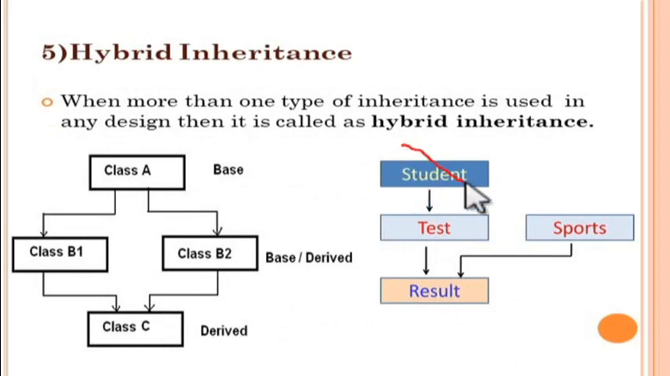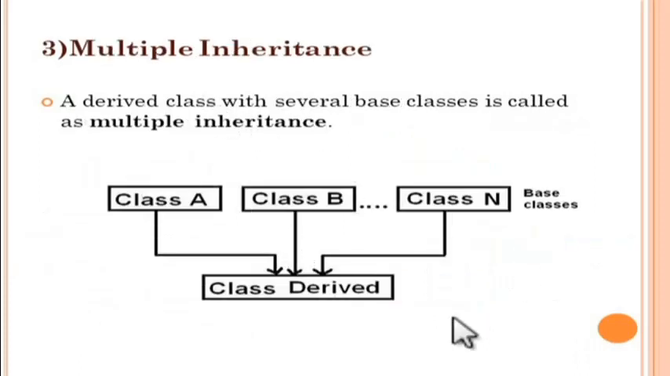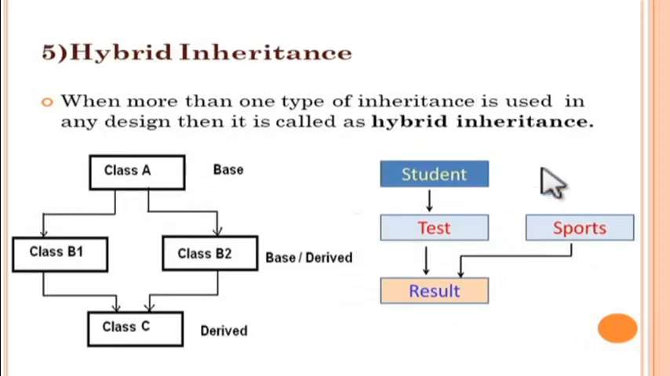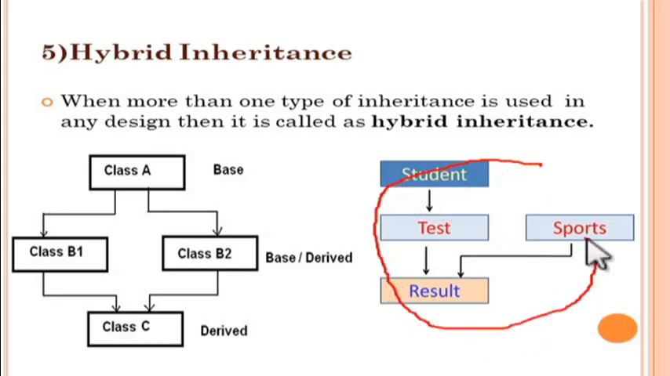And if you ignore the student class, then there are two base classes, that is test and sport, and only one derived class, that is result, that means it is multiple inheritance. Okay, means if you consider the whole diagram, it contains two types of inheritance. First one is multi-level inheritance and second one is multiple inheritance. That's why it is called hybrid inheritance.